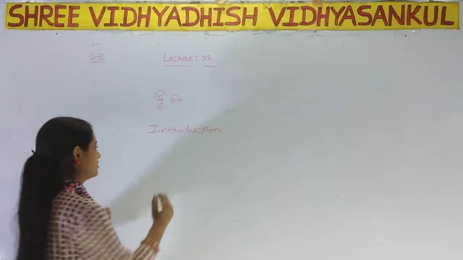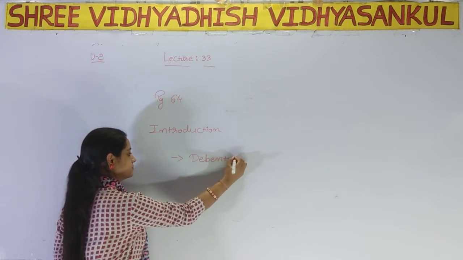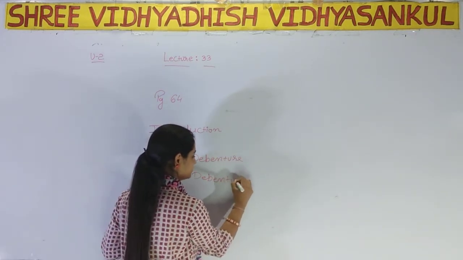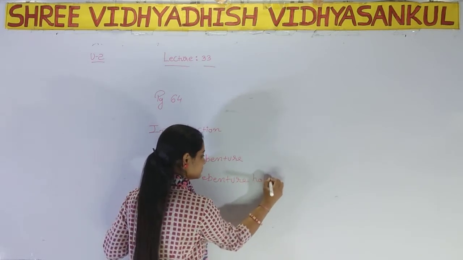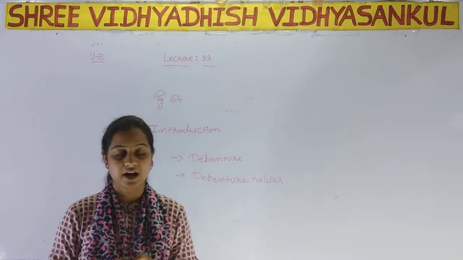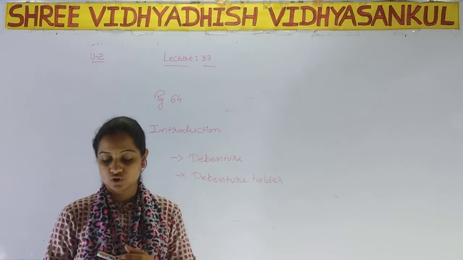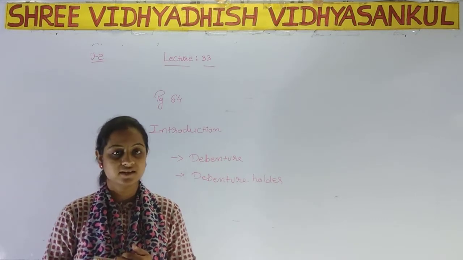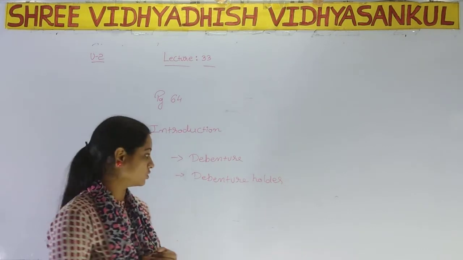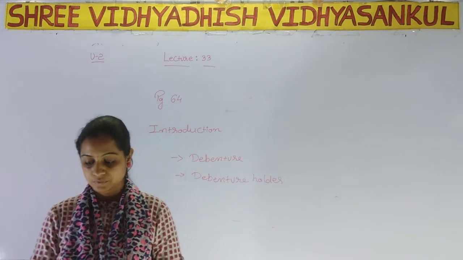So these two are the definitions of debenture and debenture holder, right? The definition of debenture is there in the second paragraph. The person who gets or purchases the debenture of a company is known as debenture holder. So these two definitions you have to write in your file book, right?